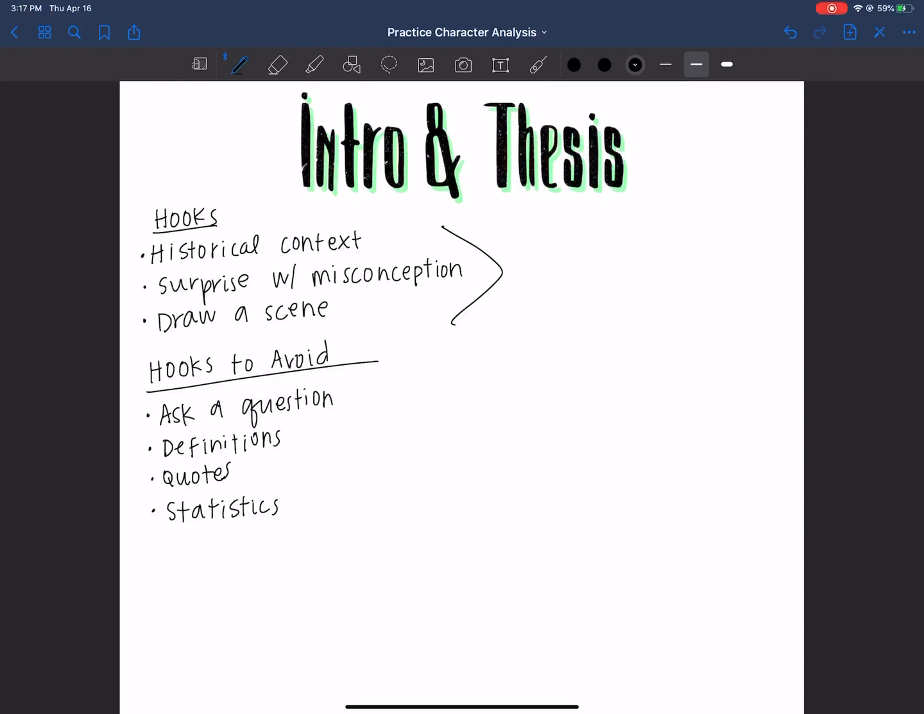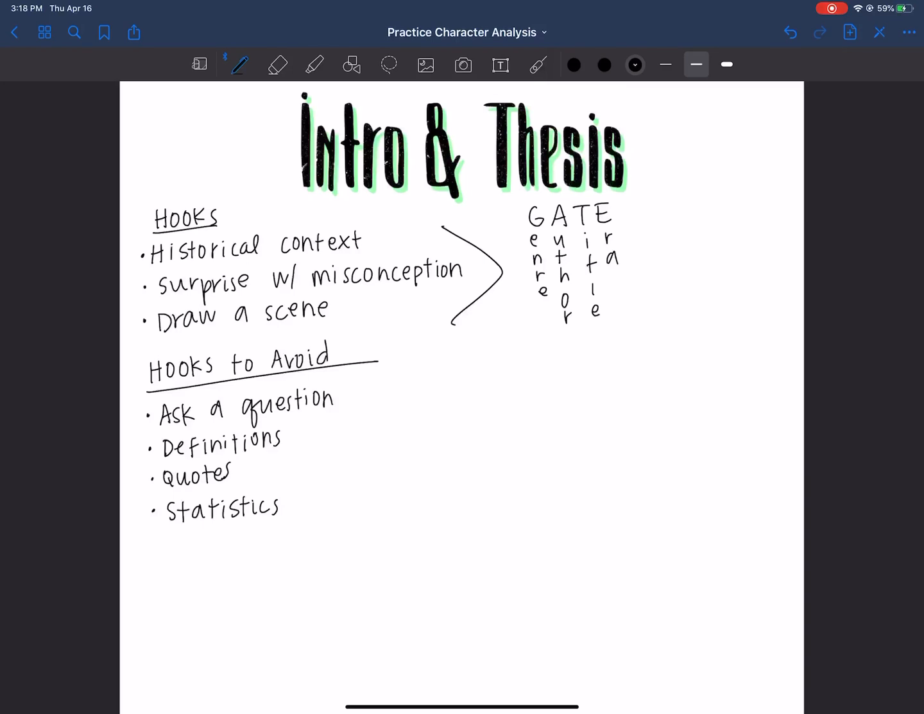So once we have our hook, and then we have some information of context, which would be a really good place to add your GATE information. Remember, again, that is genre, author, title, and era. You need that somewhere in your introduction, and in the context, that's a great place to put it. Now, we need to go into our thesis. Our thesis is perhaps the single most important sentence of this paper, and so we really need it to be impactful. We need it to have a lot of meaning, and we need it to make sense.